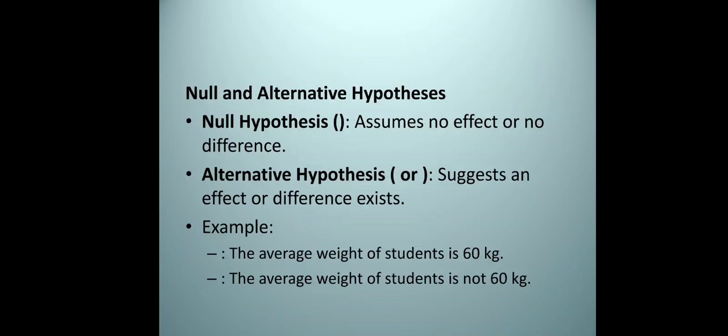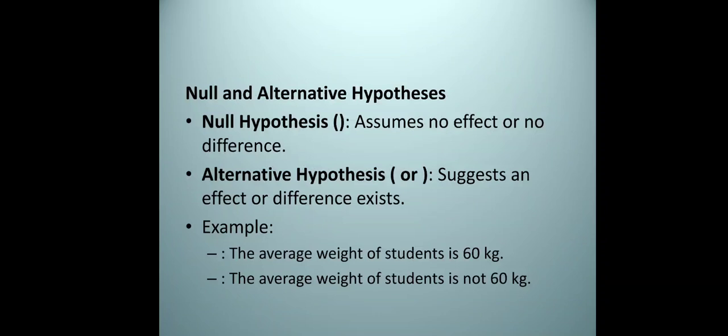The first one is the null and alternative hypothesis. The null hypothesis assumes no effect, no difference, or no significance. The alternative hypothesis suggests an effect or a difference. They are opposites: the null hypothesis is the opposite of the alternative hypothesis.